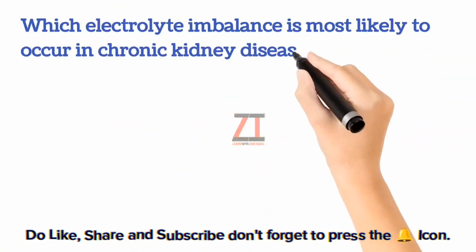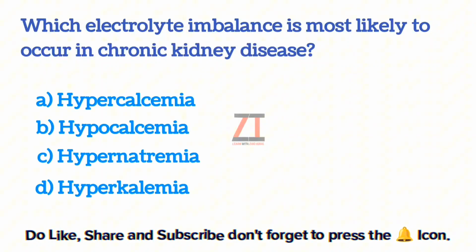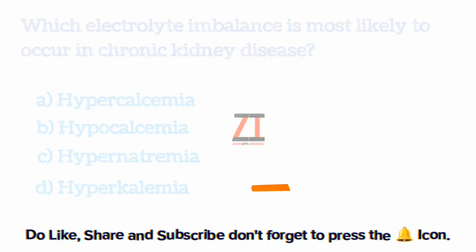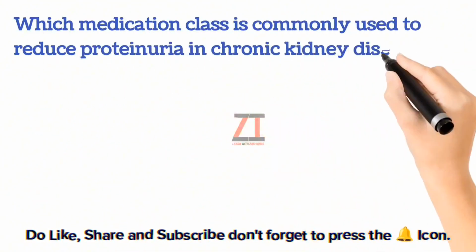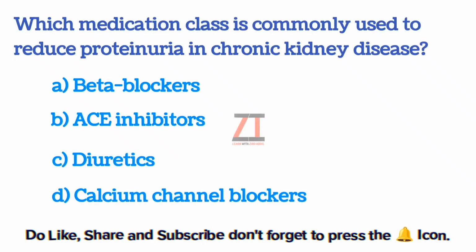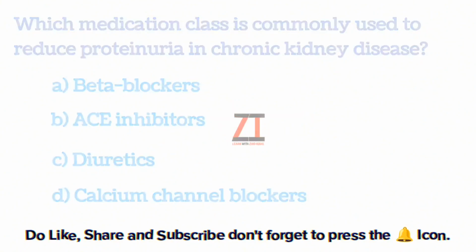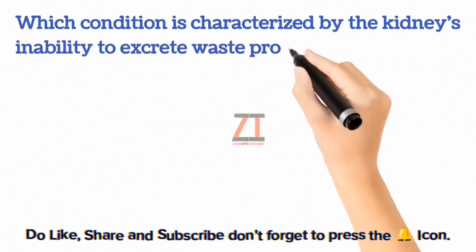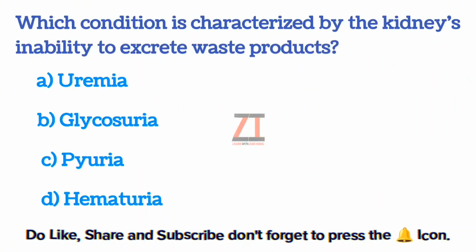Which electrolyte imbalance is most likely to occur in chronic kidney disease? Right answer is option D, hyperkalemia. Which medication class is commonly used to reduce proteinuria in chronic disease? Right answer is option B, ACE inhibitors. Which condition is characterized by the kidney's inability to excrete waste products? Right answer is option A, uremia.